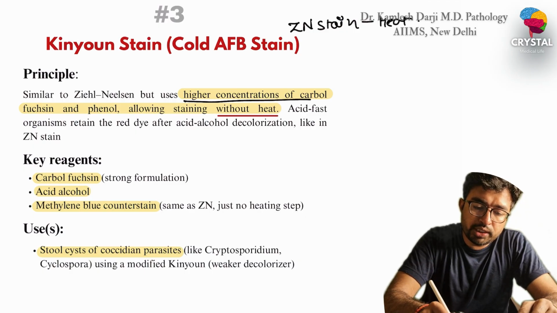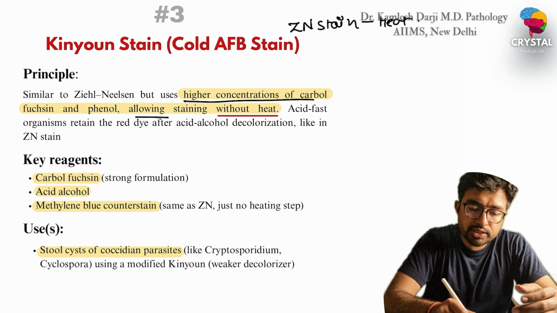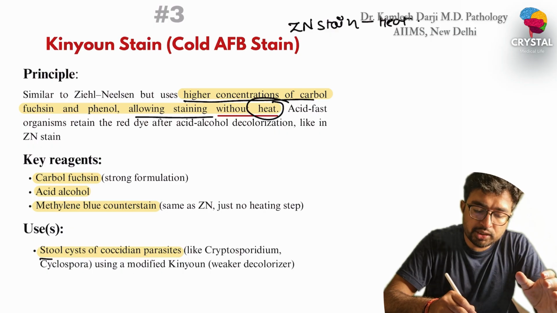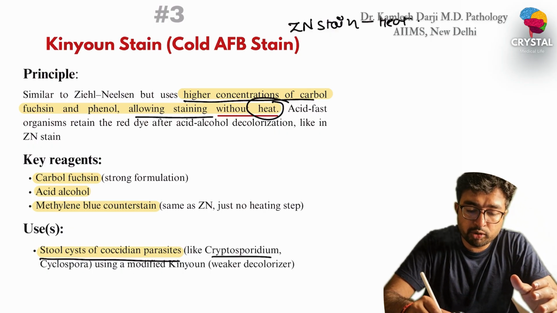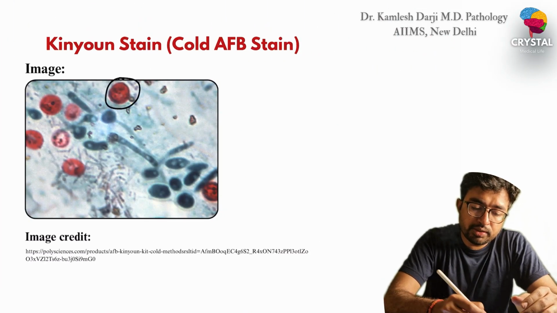Next stain is the Kinyoun stain, which is the same as the ZN stain minus heat. So here we use a higher concentration of carbol fuchsin and phenol, allowing staining without heat. Components are the same as the ZN stain, but this is used in stool cysts of coccidian parasites like Cryptosporidium and Cyclospora. You can see here.